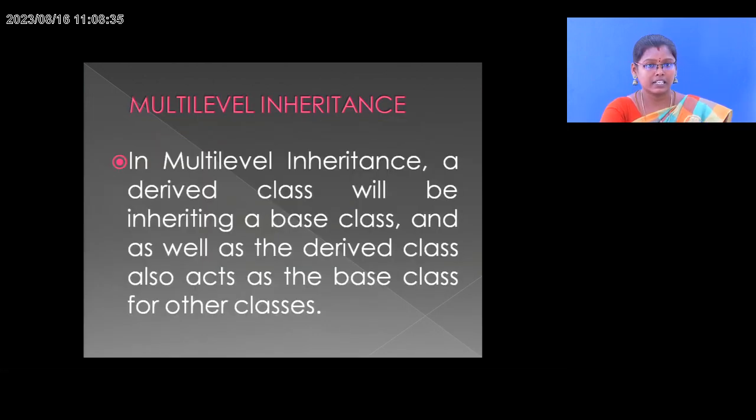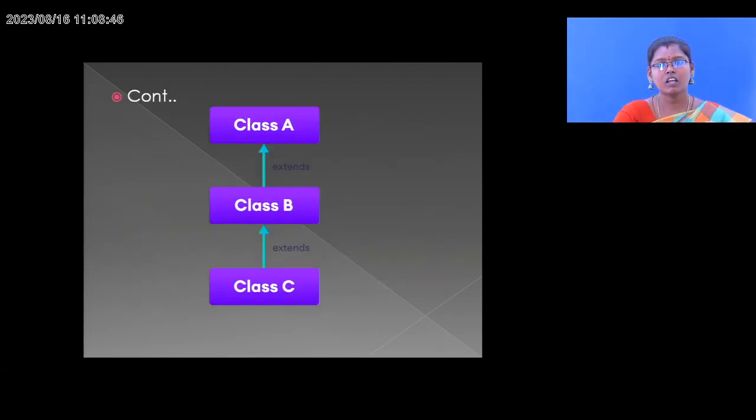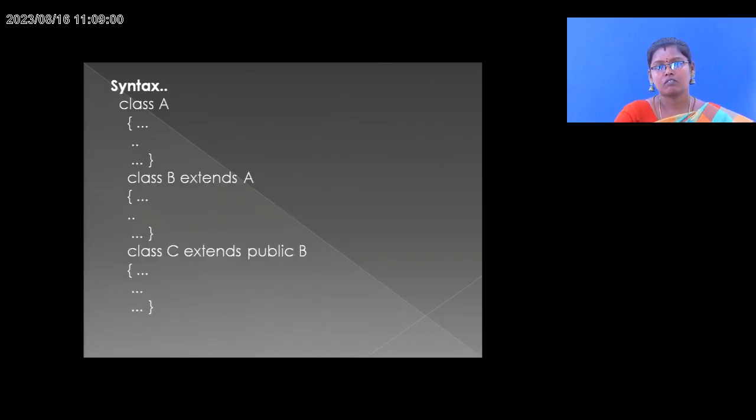Then multi-level inheritance. In multi-level inheritance, a derived class inherits a base class, and the derived class acts as a base class for other subclasses. Class A, class B, class C. Class A is a base class and class B is a derived class acquiring all properties from class A. And class B acts as a base class to class C. So class B extends all the properties from class A and class C extends all the properties from class B. B acts as a base class as well as a derived class. It is an intermediary class.